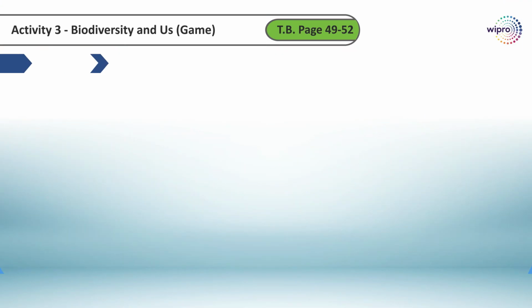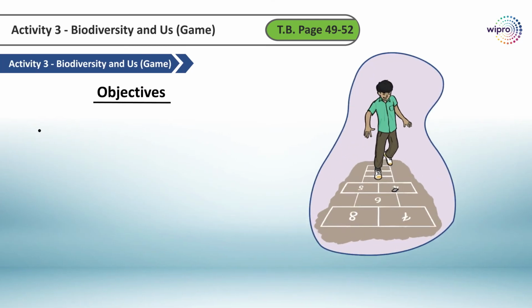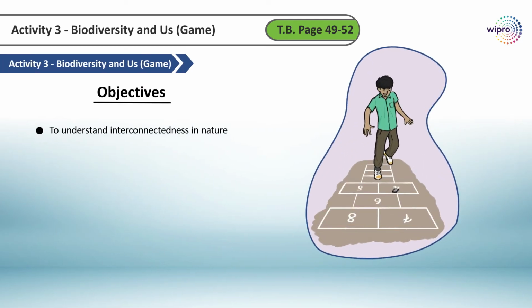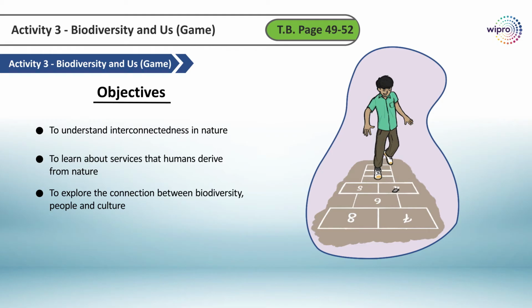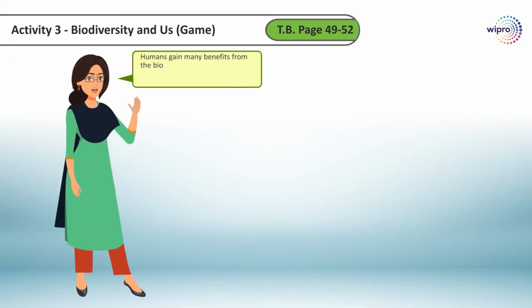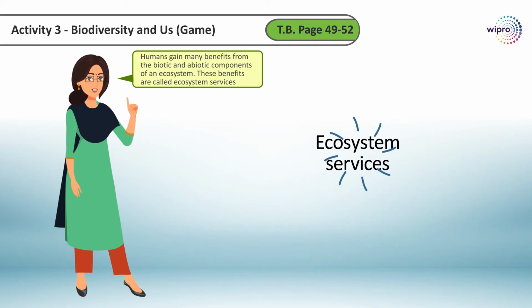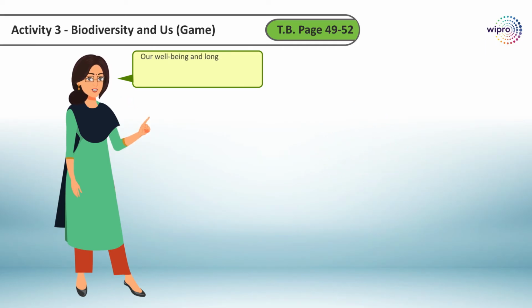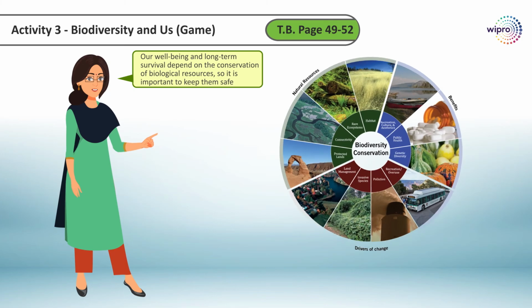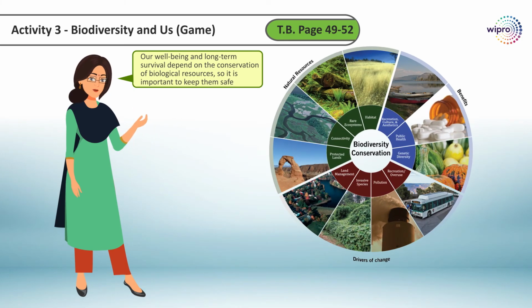In Activity 3, our objectives are to understand interconnectedness in nature, to learn about services that humans derive from nature, and to explore the connection between biodiversity, people, and culture. Humans gain many benefits from the biotic and abiotic components of an ecosystem. These benefits are called ecosystem services. Our well-being and long-term survival depend on the conservation of biological resources, so it is important to keep them safe.